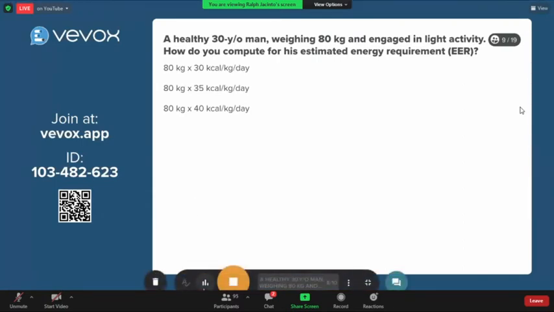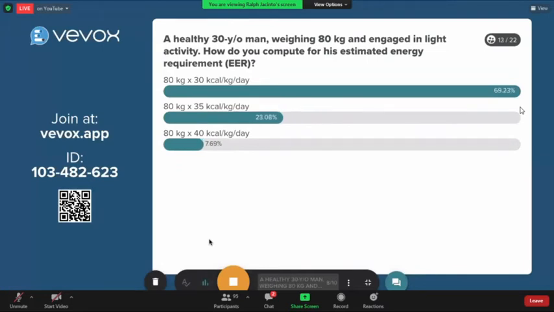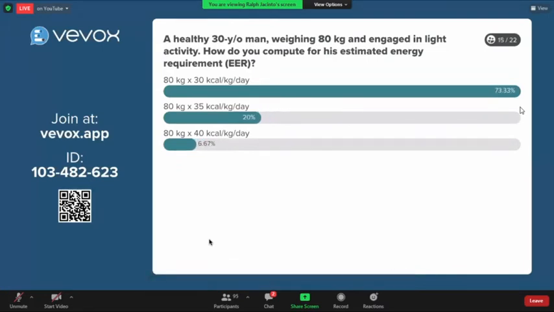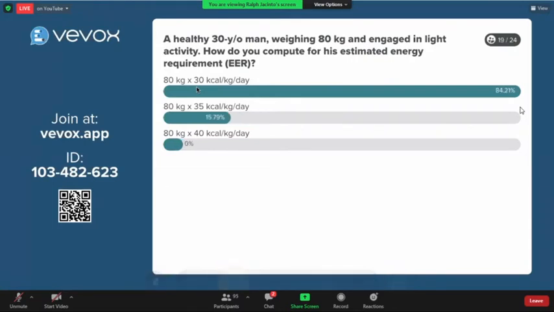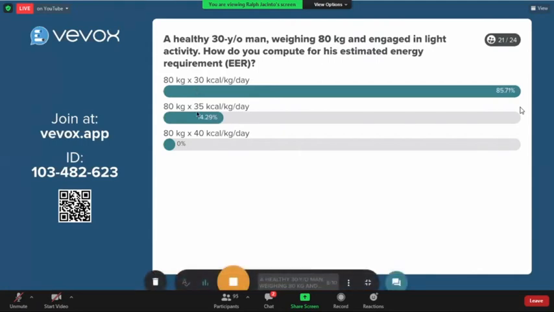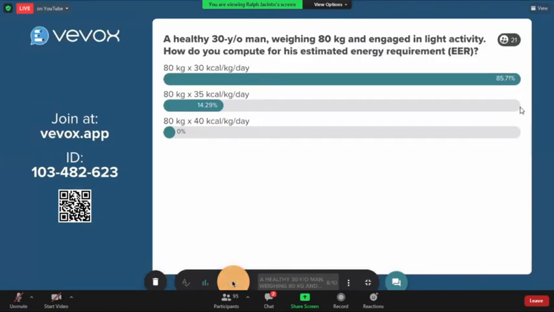Let's see the answer. The keyword here is light activity. When we talk of light activity, the factor is 30 kilocalories per kilogram per day. So his EER should be around 2,400 kilocalories per day. Good. This is for moderate, and this is for active lifestyle. That would be the correct answer.